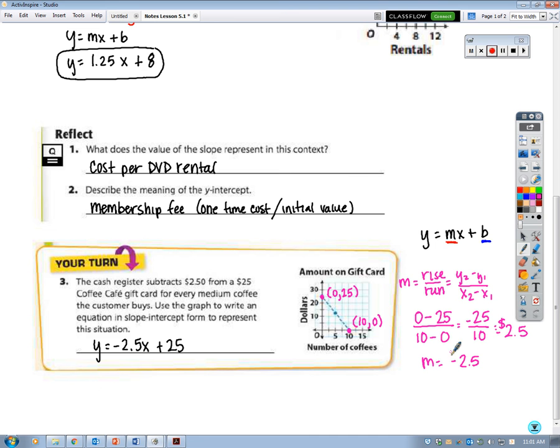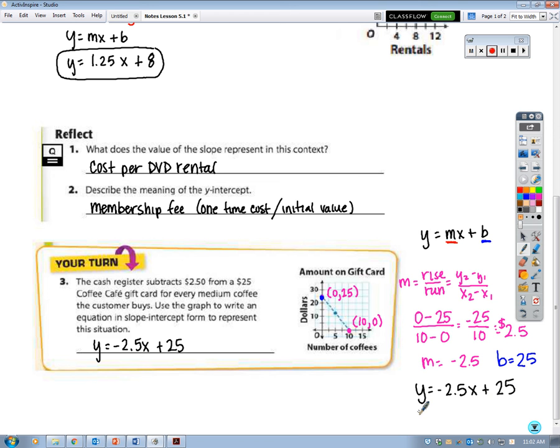That means that every coffee costs $2.50, and that is being deducted from the initial value of the card. So the initial value of the card is what we start out with here. It's on our y-axis, where it crosses the y-axis. So when x is 0, y is 25. So b equals 25. So our equation is y equals negative 2.5x, so $2.50 per each coffee on a $25 coffee card.